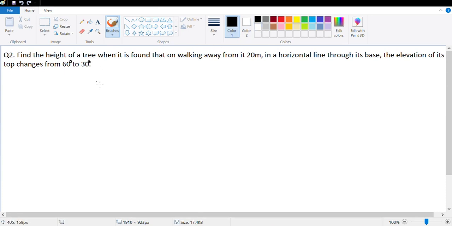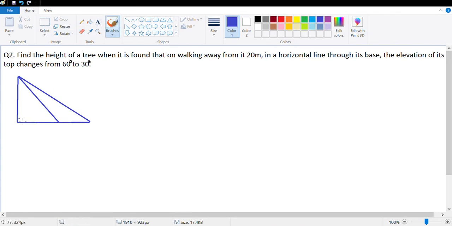Find the height of a tree when it is found that walking away from it 20 meter in a horizontal line through its base, the elevation of the top changes from 60 to 30. Perfect. So let's just draw a rough diagram. This is basically the tree and this is the ground, and originally the angle of elevation is 60 degree, and then the angle of elevation changes to 30 degree by walking 20 meters away.